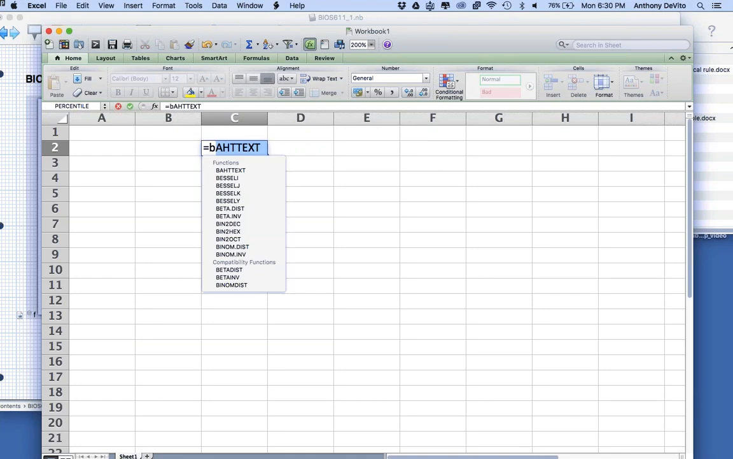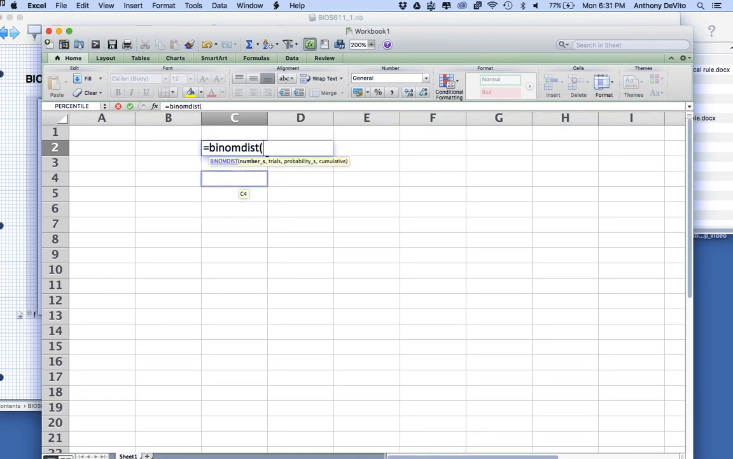Okay, so let's give it a try. Equals binomial dist, parentheses. Number of successes is 3, comma, trials is 10, comma, probability is 0.1, comma, and cumulative. I'm going to say false for that for now. Don't worry about it, we'll get to that in a second. And the probability is about 6% that might occur. Well, that's a lot handier than doing it the other way, right?